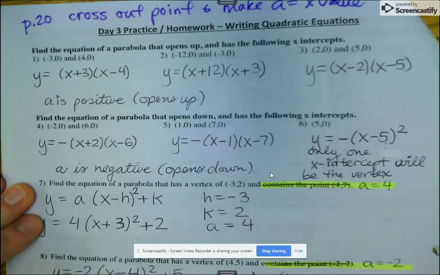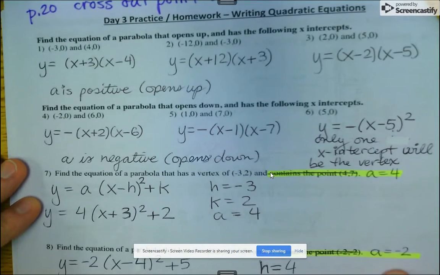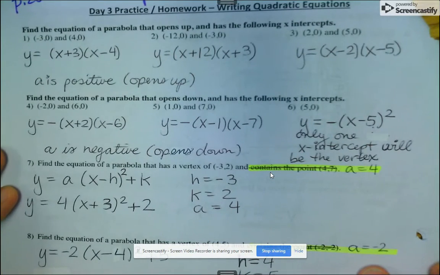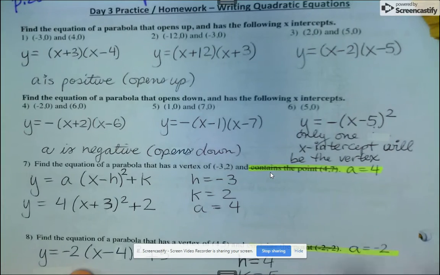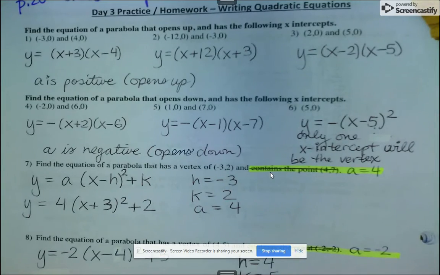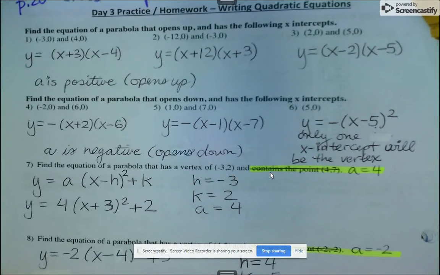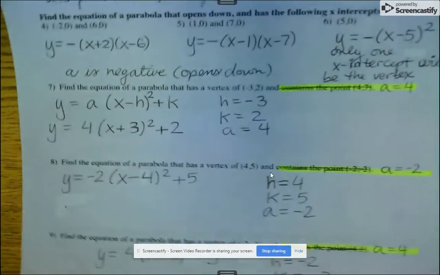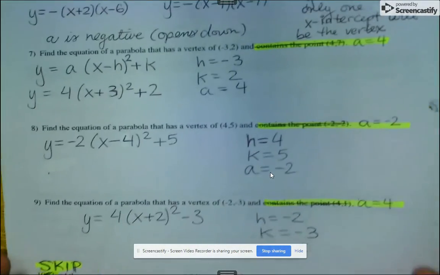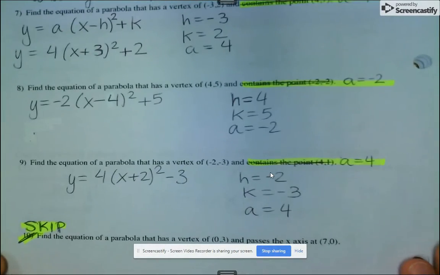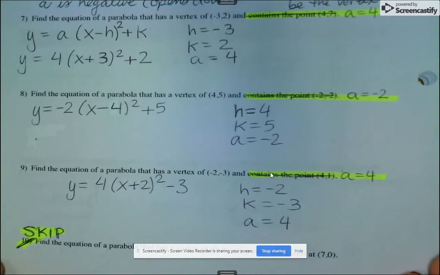Number 8, you were supposed to cross out the point and change it to A equals -2. And then this would be your format when you have H is 4, K is 5, and so on. 9, same thing. You were supposed to make that an A equals 4. And then I told you to skip 10. So there is 9, and you were supposed to skip 10.